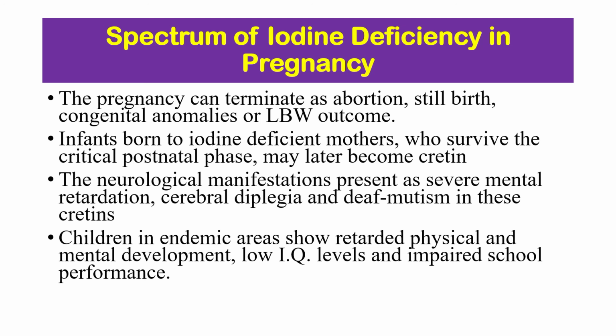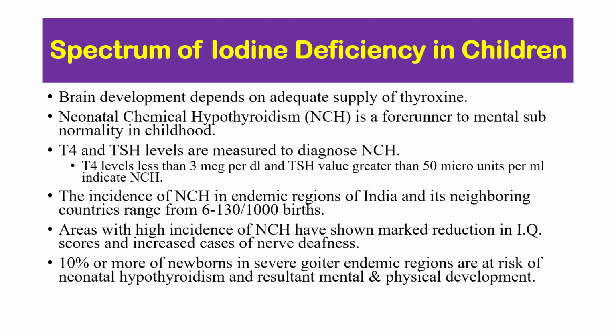Infants born to iodine deficient mothers who survive the critical postnatal phase can later become cretin, who has both physical and mental disabilities. The neurological manifestations present as severe mental retardation, cerebral diplegia, and deaf mutism in such cretins, and children in endemic areas show both physical and mental developmental disorders, low intelligence quotients, and impaired school performance.